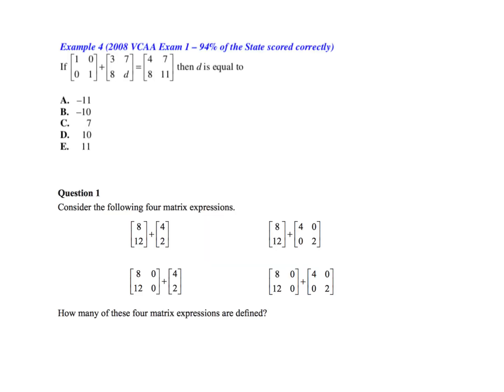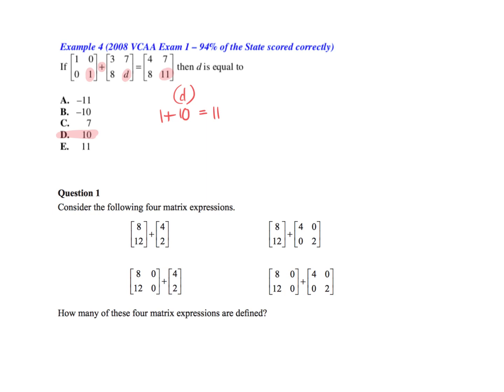Okay, so here's an exam example. It says, what is D? If you look in the question, this got added with D, and it equaled 11. So 1 plus what will equal 11? What would it be? 10, won't it? Because we know 1 plus 10 would equal 11. So that must be D.